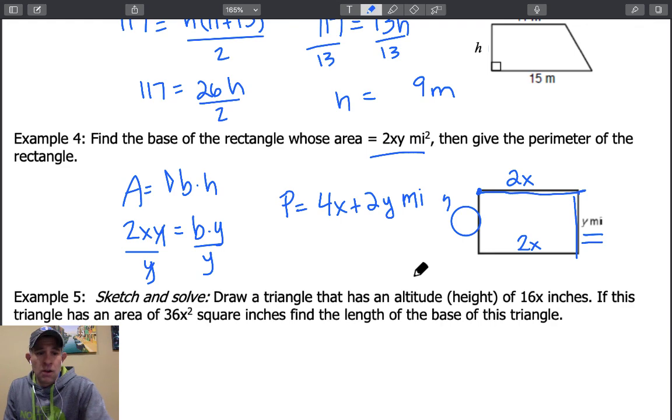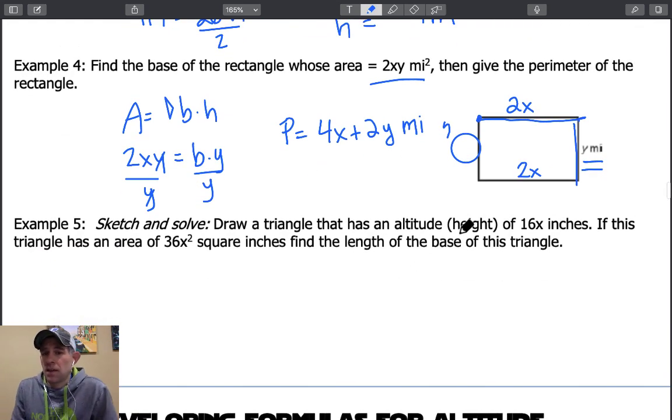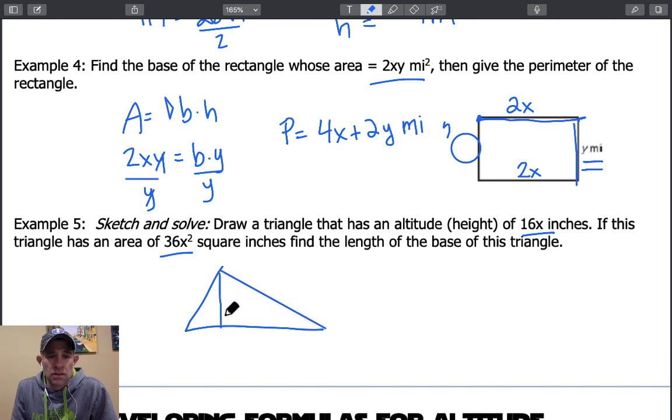All right, for my final example for today here, I want to draw a triangle that has an altitude of 16x inches. If this triangle has an area of 36x squared inches, find the length of the base. So let's just sketch out a triangle here. And we're going to say that the altitude right here is 16x. So we'll write 16x here. And I know that the area of a triangle is base times height divided by 2.